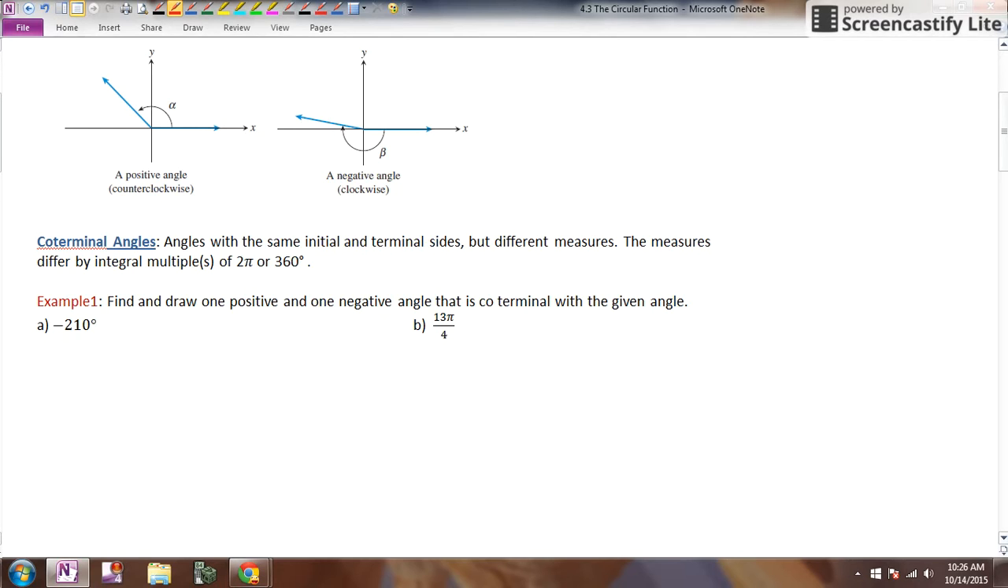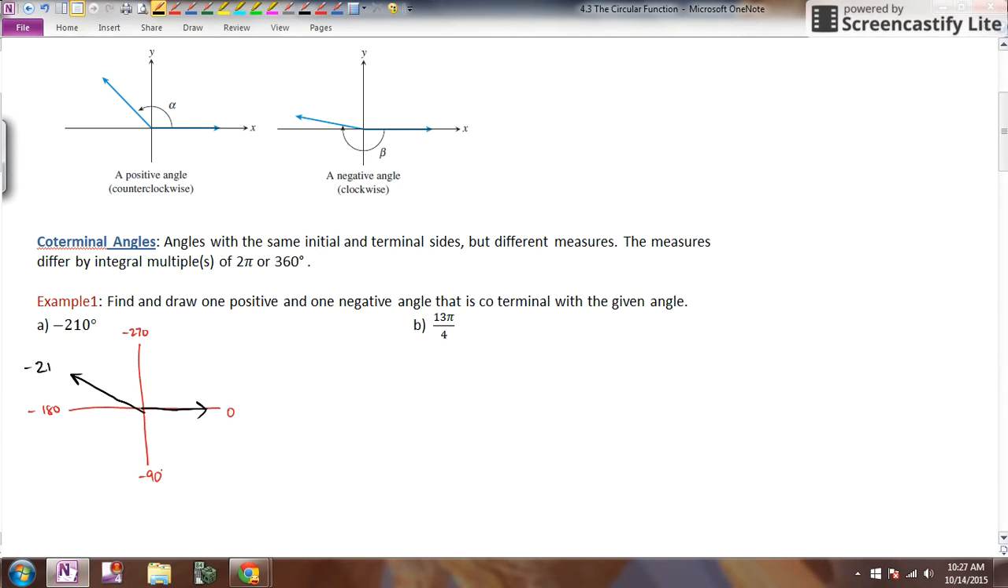So here's an example of number one. I wanted you to graph one positive and one negative angle that looks exactly like negative 210. So what does negative 210 look like first of all? If I'm going to do negative 210, here's 0, here's negative 90, here's negative 180, here's negative 270. So negative 210 is right here, and it looks like that.